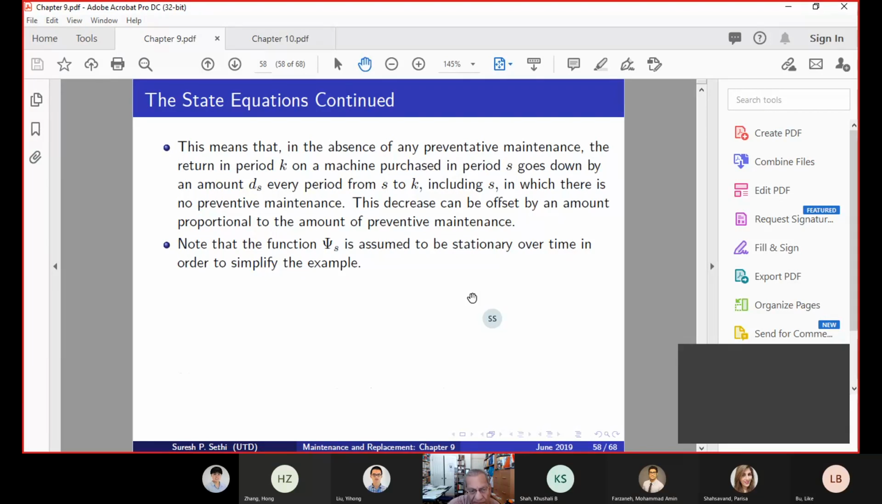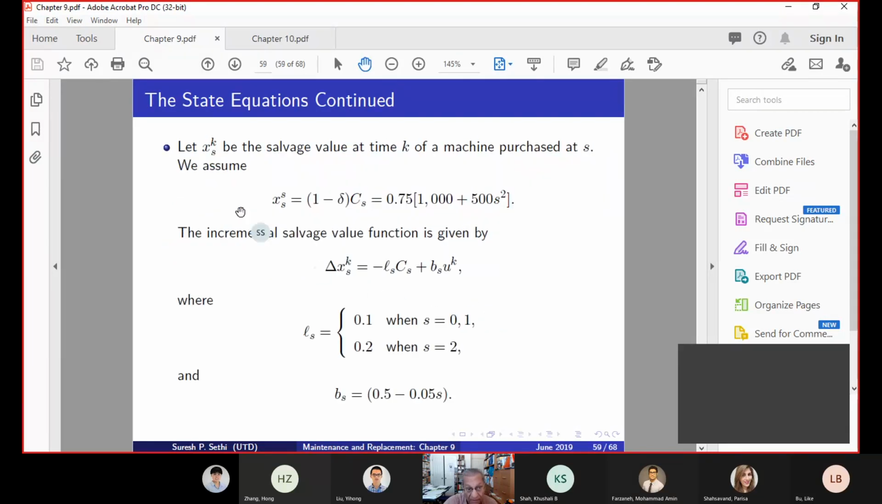Okay, so we already talked about that. The X_SK, the salvage value at time K of the machine purchased at time S. So X_SS is exactly 1 minus delta times C_S. Delta is 0.25, so this is 0.75. So I have X_SS, which is the initial value, given by that. And now I need the dynamics. So dynamics is, I'm going to say, like this. The salvage value of the machine increases by this, and it decreases by this in each period.